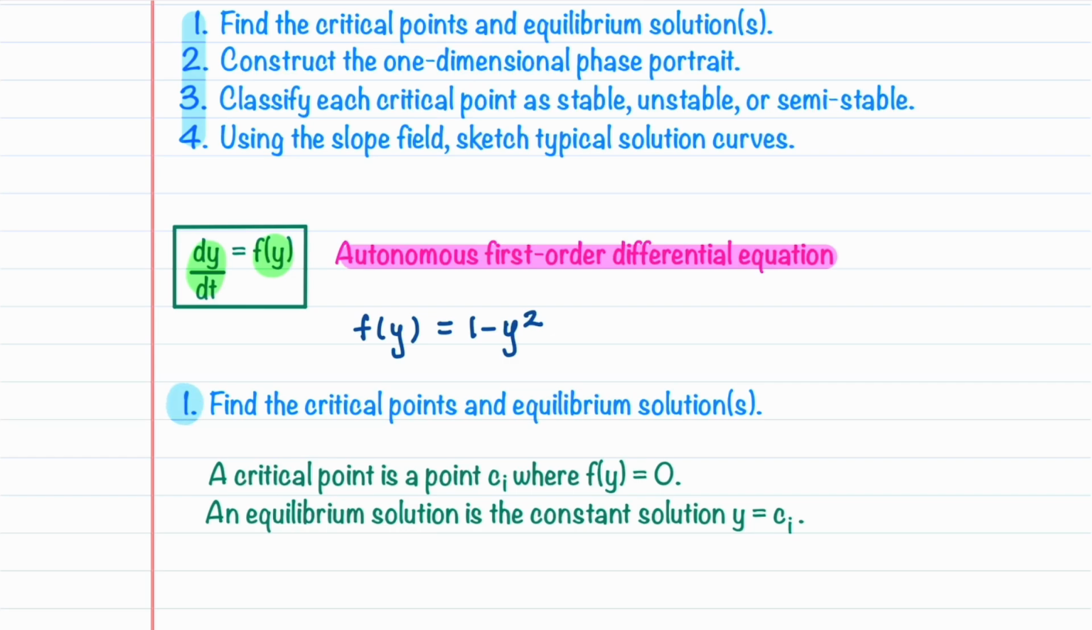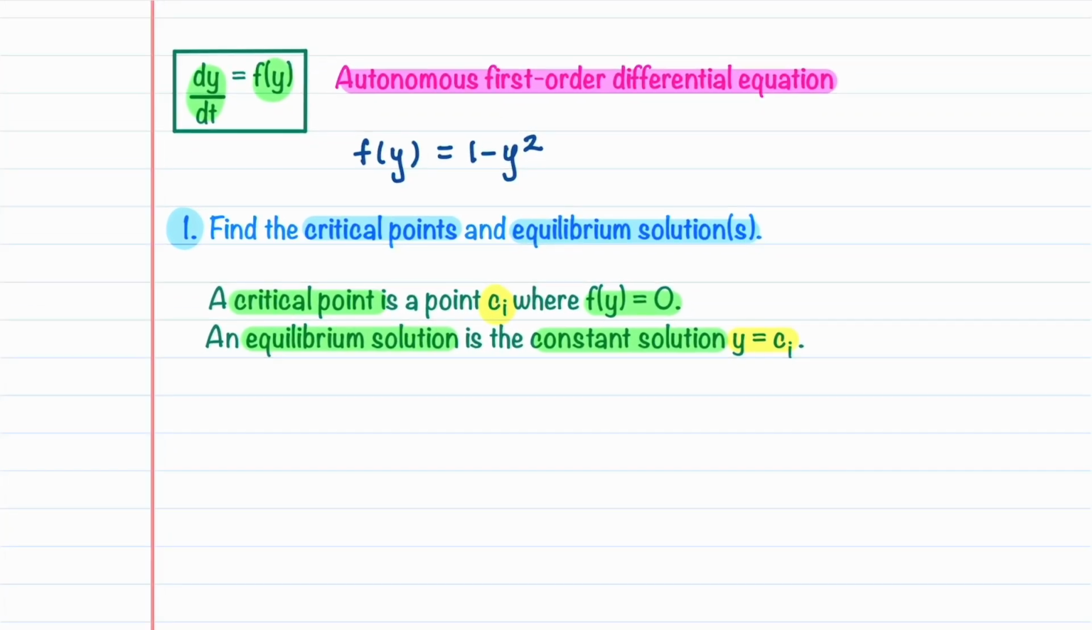The first thing that we want to find are the critical points and the equilibrium solution or solutions. Let's first talk about what these are. A critical point is just a point that we'll notate as c sub i, where f of y is equal to 0. And then an equilibrium solution is just the constant solution given by the equation y is equal to c sub i. Let's find the critical points for our example.